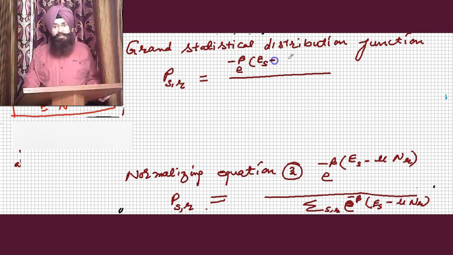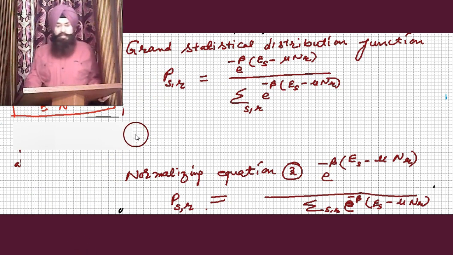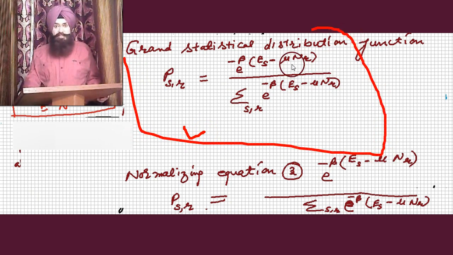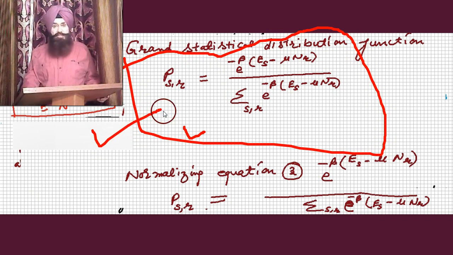I think it is clear. For understanding, a complete knowledge of statistics is required, because I substituted some values here which are from statistics. So it is my advice, please go through statistics first, then you will understand the grand statistical distribution function properly. And this is the final distribution function of the grand canonical.